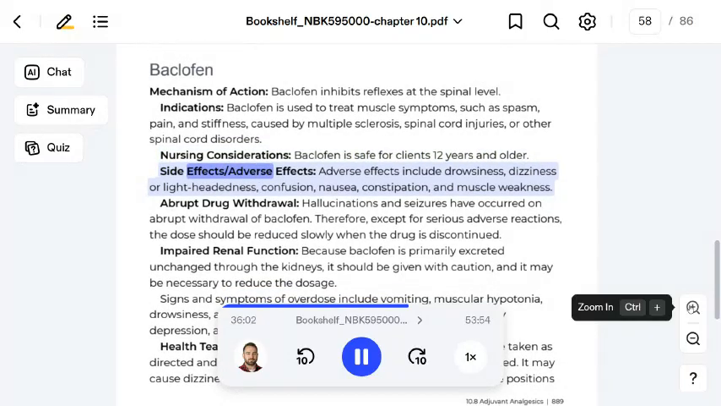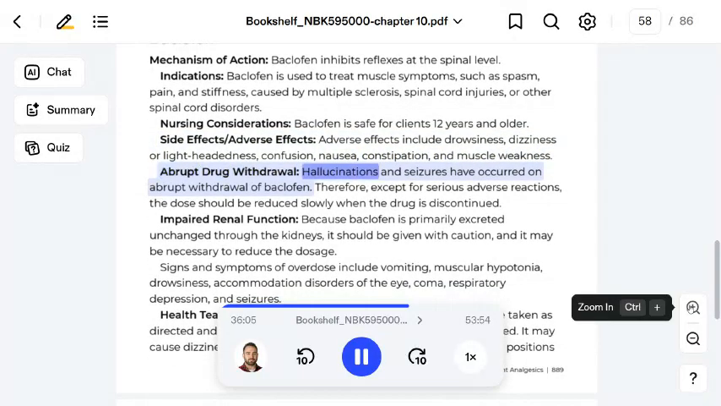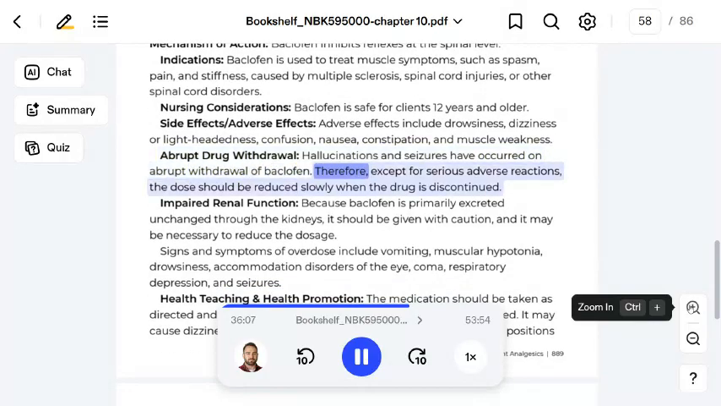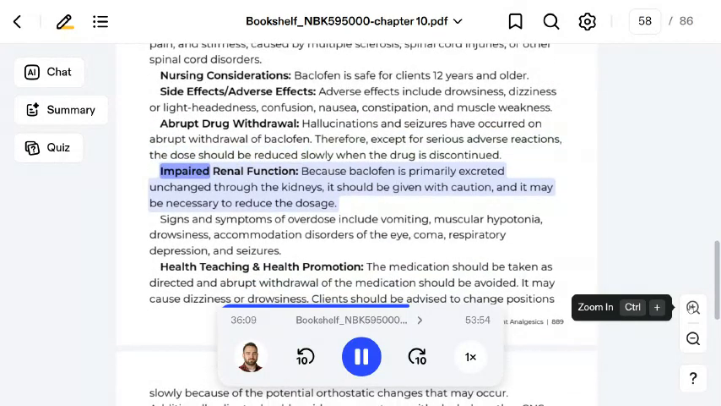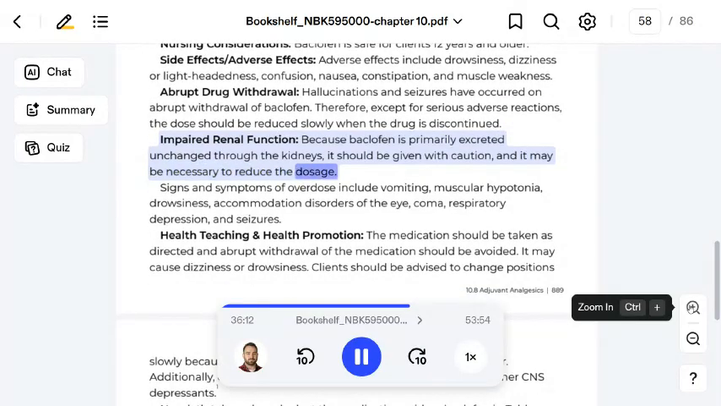Side effects: adverse effects. Adverse effects include drowsiness, dizziness or lightheadedness, confusion, nausea, constipation, and muscle weakness. Abrupt drug withdrawal. Hallucinations and seizures have occurred on abrupt withdrawal of baclofen. Therefore, except for serious adverse reactions, the dose should be reduced slowly when the drug is discontinued. Impaired renal function. Because baclofen is primarily excreted unchanged through the kidneys, it should be given with caution, and it may be necessary to reduce the dosage.